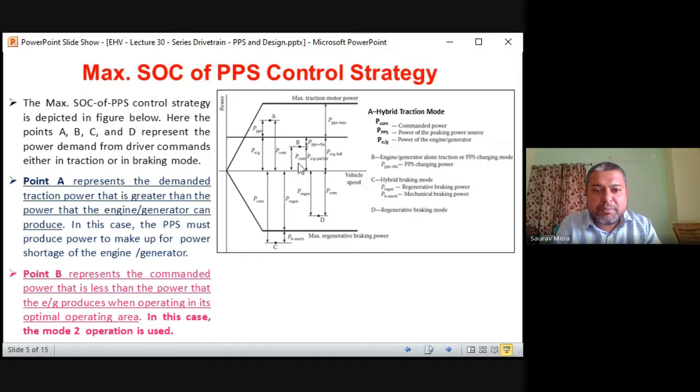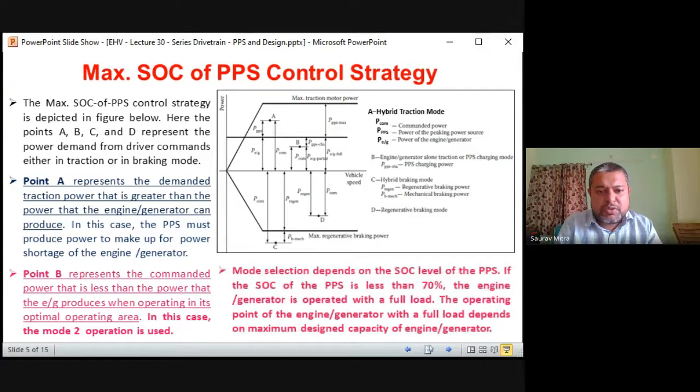In this case, you find that PCOM, the commanded power, is less than PEG. This is the PEG power, the engine generator can give a maximum of this much power. So whatever the PCOM is, that can be supplied by PEG as well. And this much power is still remaining, which is actually being produced by the PEG. So what will happen? In that case, this PEG will charge the PPS. So there is a new term here, PPS charging. In this case, this much is the commanded power, and from below, okay, sorry.